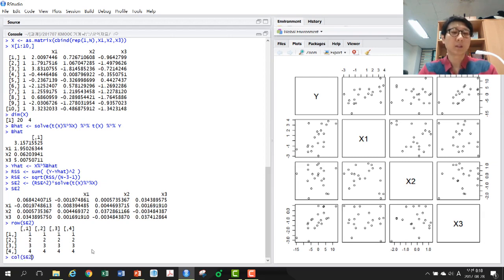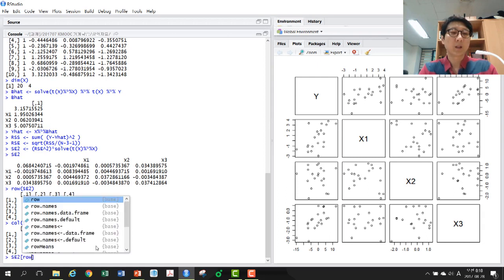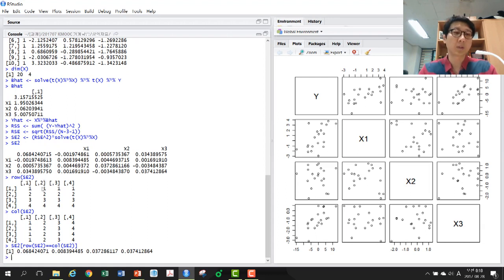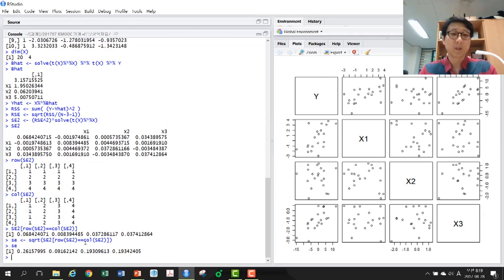Similarly, the column function indicates the columns. So the first row has the values 1, 2, 3, 4. It's like that. So if we want to capture only the diagonal, we just use the elements of which row value is equal to the column value. So this is the only diagonal part. Let's save it as SE. But the important thing is, because this is the covariance matrix, the diagonals are variances, but what you need is the standard error. So here we put a square root. So that's SE, the standard error.